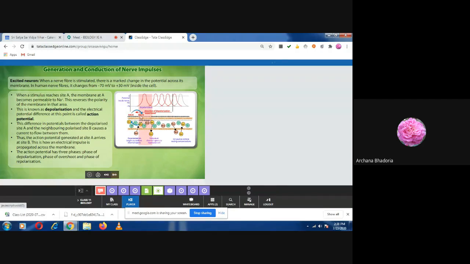Now you find that at one site the change is there. Earlier positive was outside, now positive is inside and negative is outside. The adjacent site, you will see, still has positive outside and negative charges inside, still polarized. So what will happen when site A gets depolarized? It will bring about a change in the adjacent site.